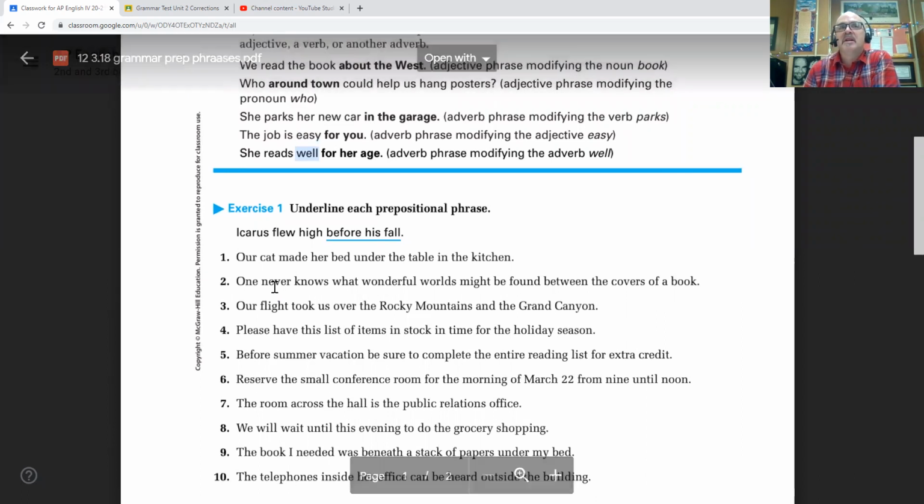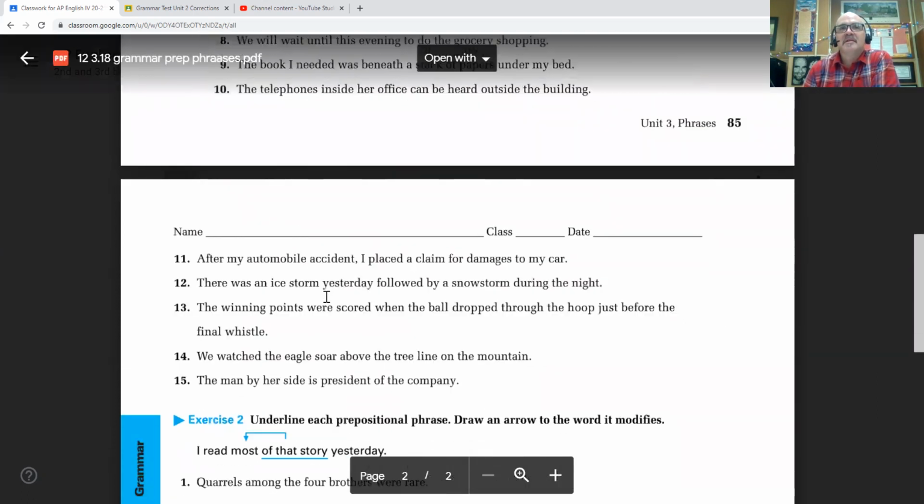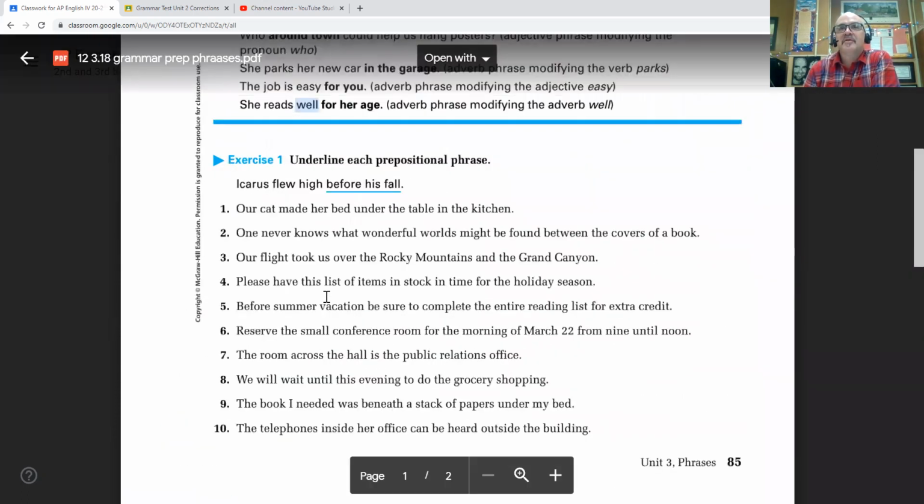All right, for exercise 1, all you need to do is just find the prepositional phrases. Just practice spotting them. You might want to think about what they're doing, right? And then you're going to take that extra step. Do 10 out of the 15 of those. 10 out of the 15 on exercise 1.